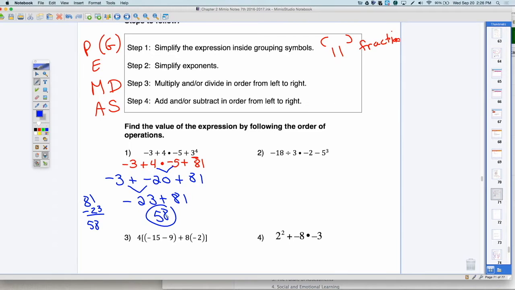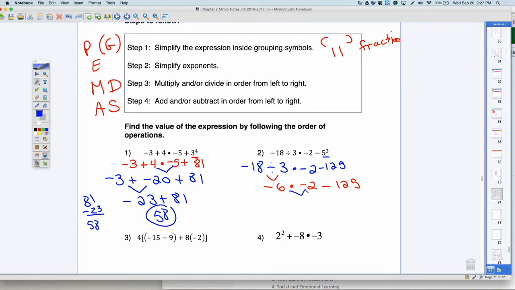Number 2 is -18 divided by 3 times the -2 minus 5 to the 3rd power. So 5 to the 3rd power we do first, and that is 125. Bring everything else down. -18 divided by 3 times the -2 minus 125. Our next step, we have division, multiplication, and subtraction. So we have to do the division first. -18 divided by a +3 gives you a -6. Bring everything down. -6 times the -2 minus 125.